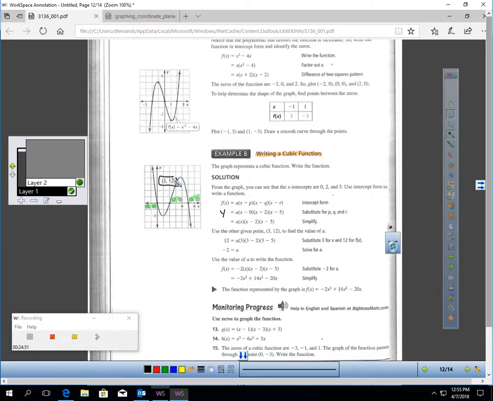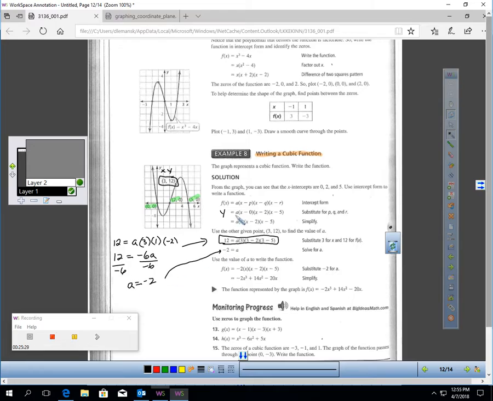This graph has the point 3 for x, 12 for y. So look what they do here. Anywhere they see x, they put in 3. Anywhere they see y, they put in 12. And now we just have to solve this. Let's solve it. I'm going to show the work the book doesn't. 12 would equal a times, this is 3. 3 minus 2 is 1. 3 minus 5 is negative 2. So 12 would equal, multiply those together, negative 6a, and I'll divide by negative 6. A is negative 2. That's where they're getting this from.